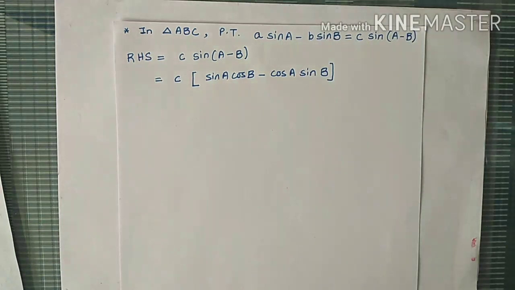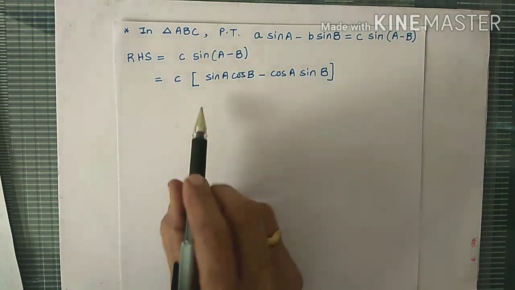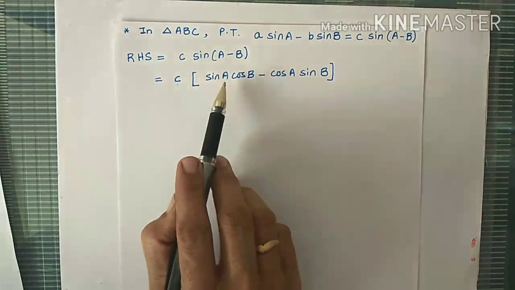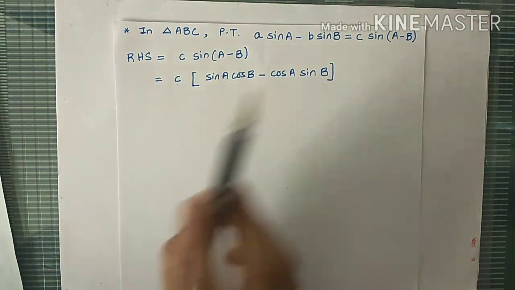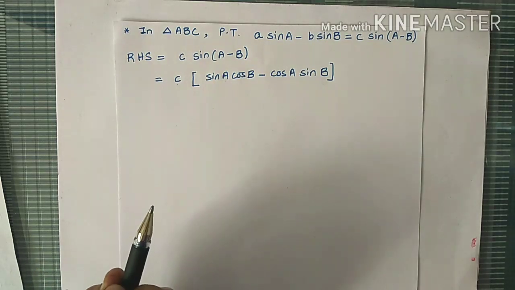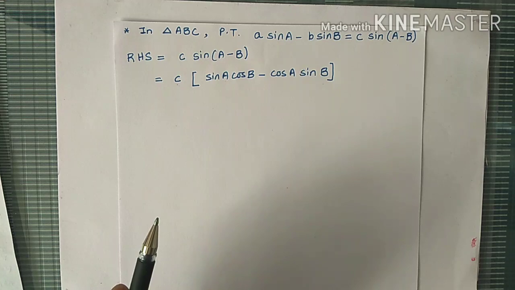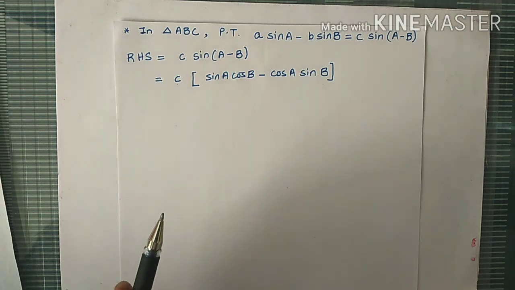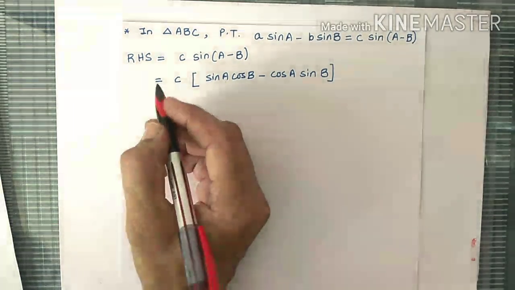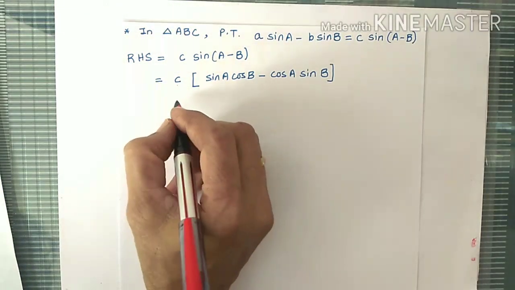To simplify the terms, here we have small letters as well as capital letters in the right hand side. This c is a small letter, that means it is a side. And this A and B are capital letters, that means those are angles. So if we convert all the terms into small letters, we can simplify very easily. For that, we are using both sine rule and cosine rule. So let's learn how to use that.